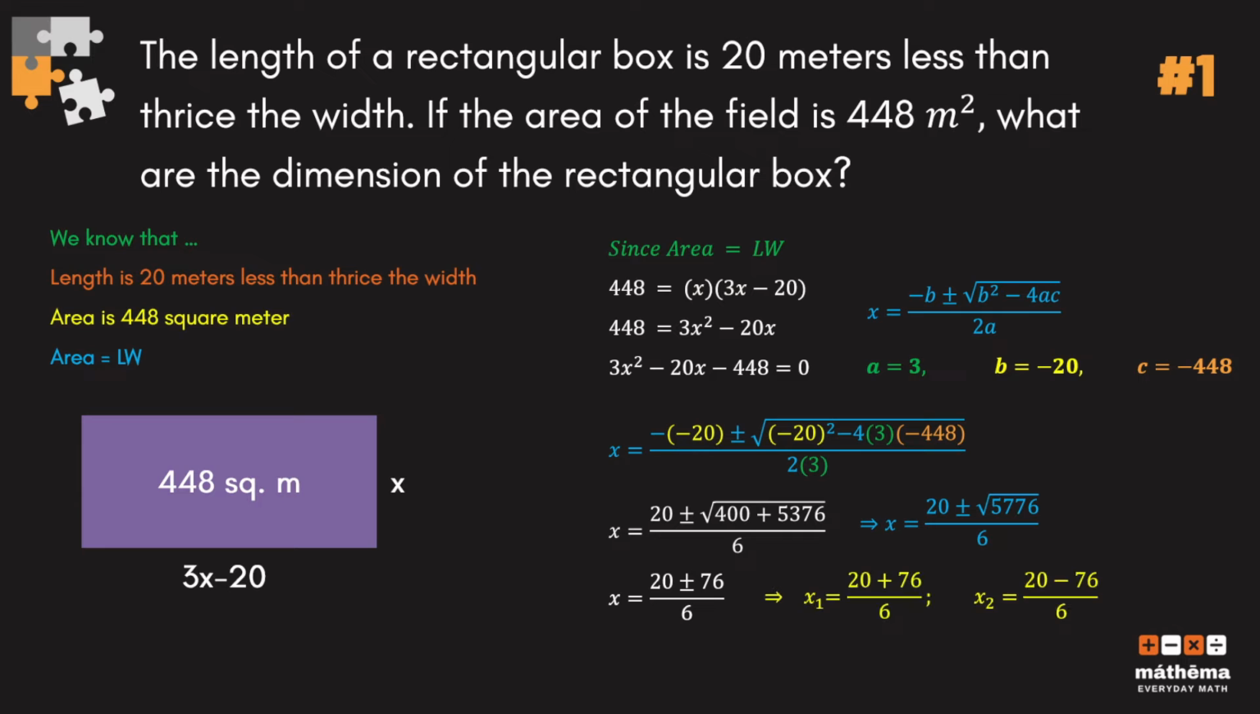X will be equal to 16 and a negative 28 over 3. And remember, we are dealing with dimensions. So basically, we will disregard the negative value and focus on the positive value. Since x is equal to 16, we will have 16 as our width, and for our length, we will substitute 16 to 3x minus 20. That will give us 28. So therefore, the dimensions of the rectangular box are 16 meters and 28 meters respectively.